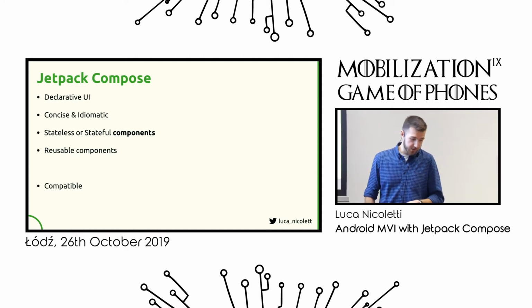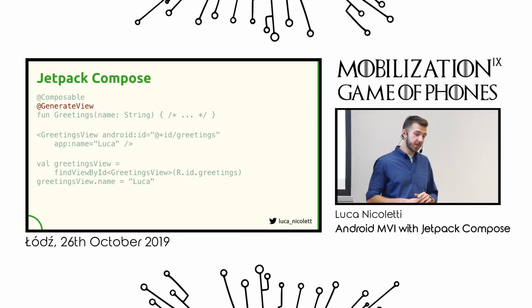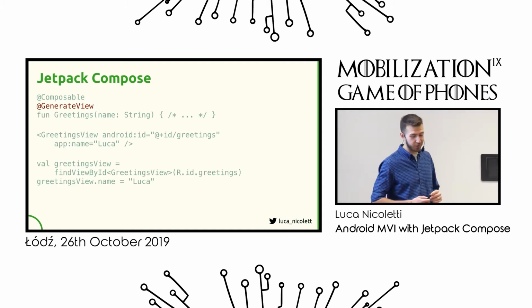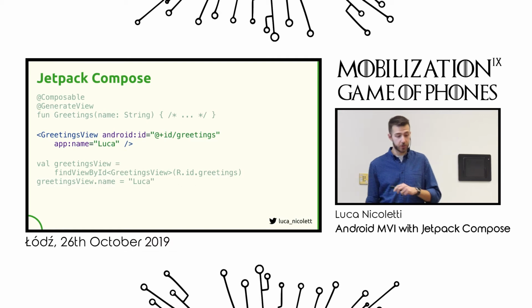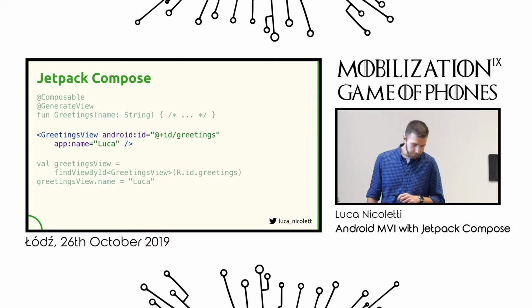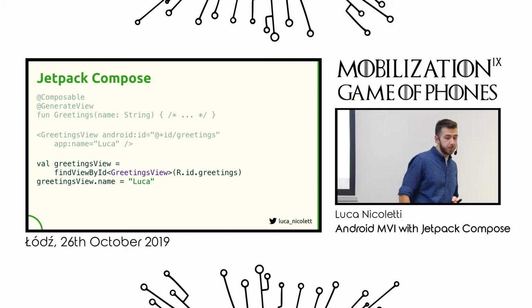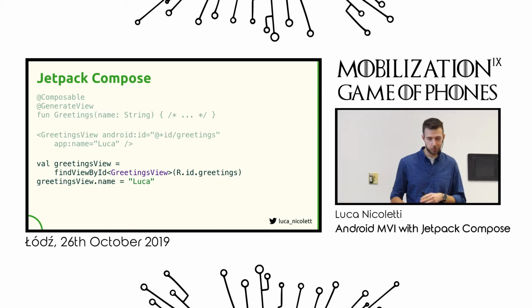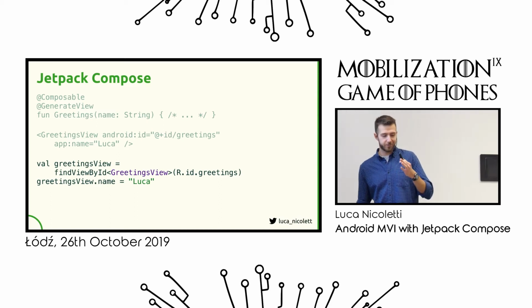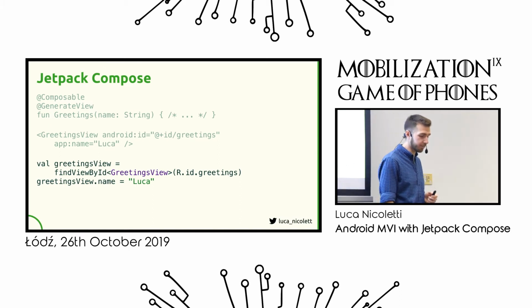Jetpack Compose is also meant to be compatible, and by that they mean that they announced the generate view annotation, which would generate a view from a function, which you then could use in an XML file or also in the code. This is because they want to help us developers migrate slightly to Compose and not just start a new application and ditch all the code we already have.